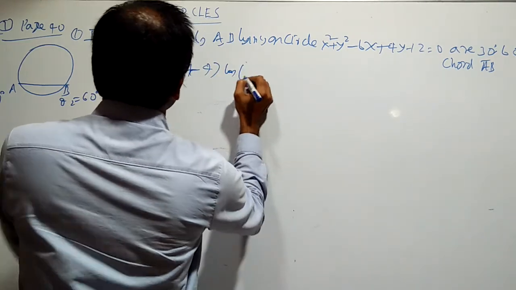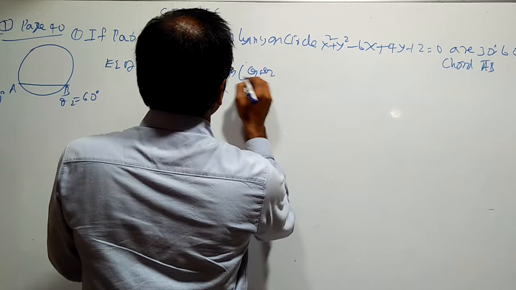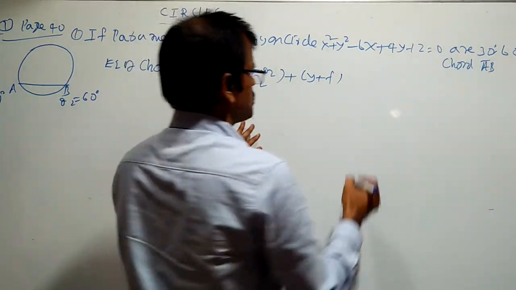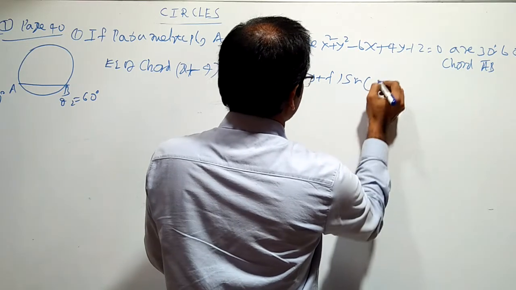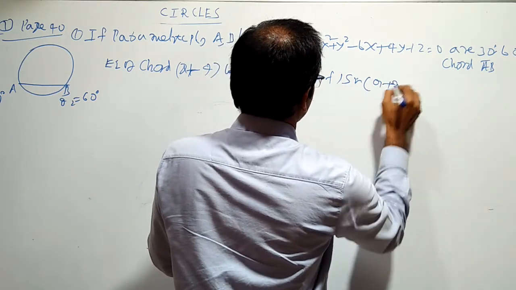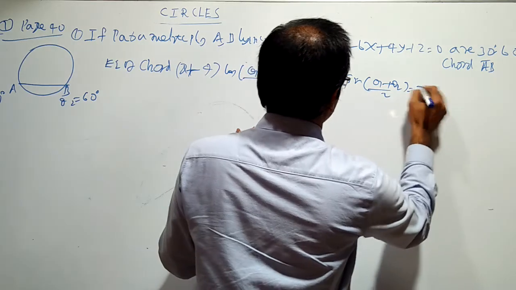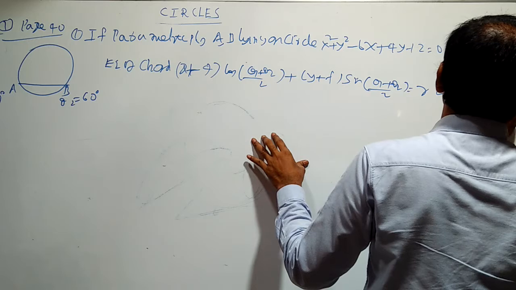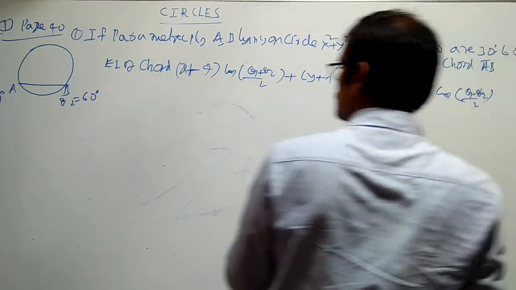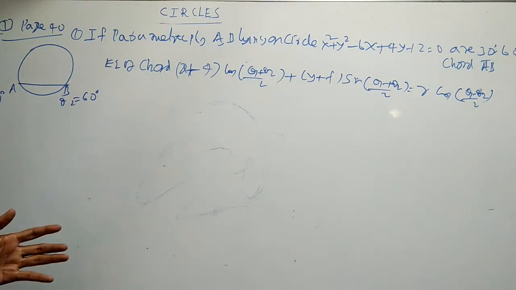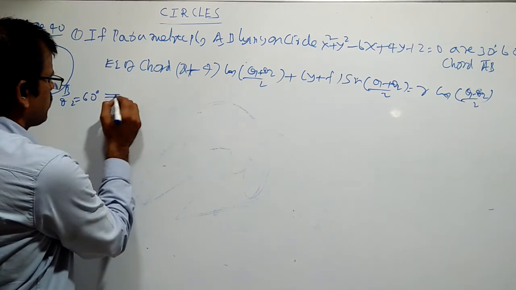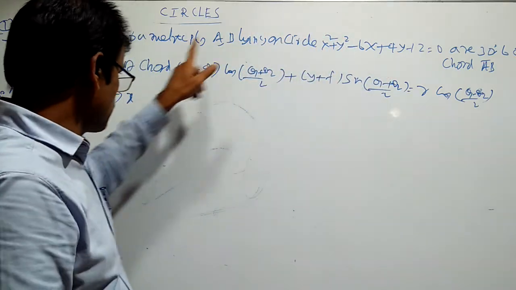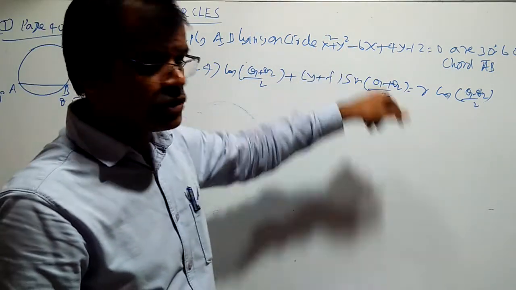You can write here x plus g into cos of (theta 1 plus theta 2) by 2 plus y plus f into sin of (theta 1 plus theta 2) by 2 is equal to r into cos of (theta 1 minus theta 2) by 2. Using that formula, theta 1 is 30, theta 2 is 60. Don't get confused: the center is minus g, minus f, but here it is simply g. So don't change the symbol.